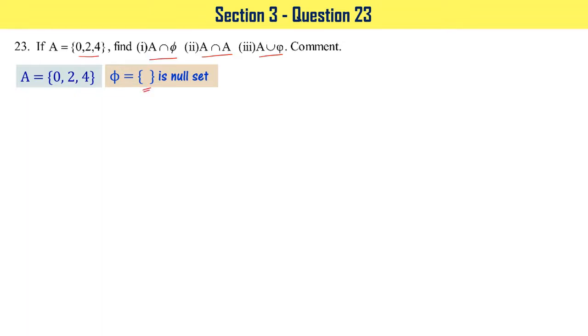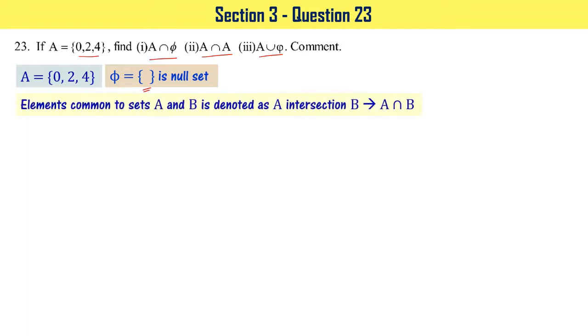So if you see the number of elements of set P, it is going to be 0, right? Now let's see what is intersection. Elements common to set A and B are denoted as A intersection B. That is what it is written here in mathematical form. A intersection B is the set containing elements common to set A and set B, right?